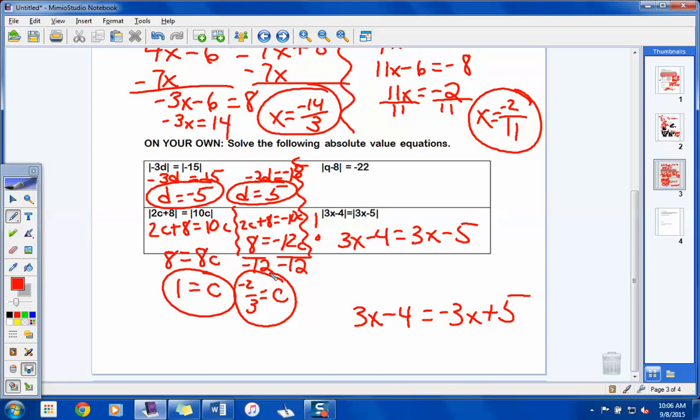Take a look at that. 3x minus 4 exists in both. I have to set the 3x minus 5 and then negative 3x plus 5. What'd you find out about the first one there? What'd you find out about the first one, CJ?